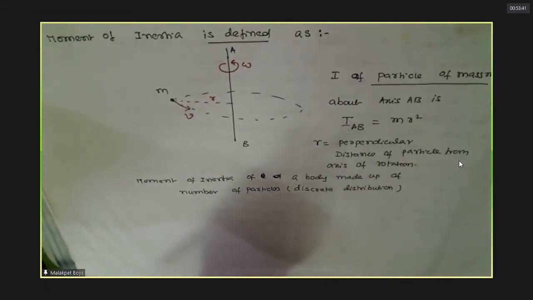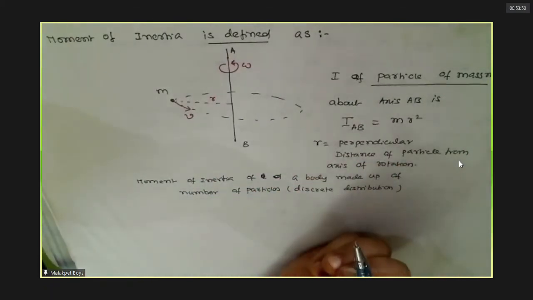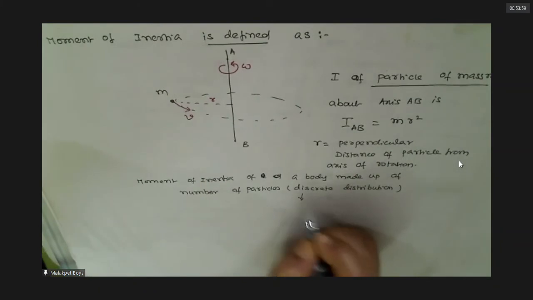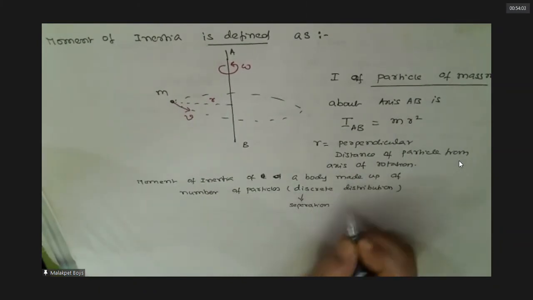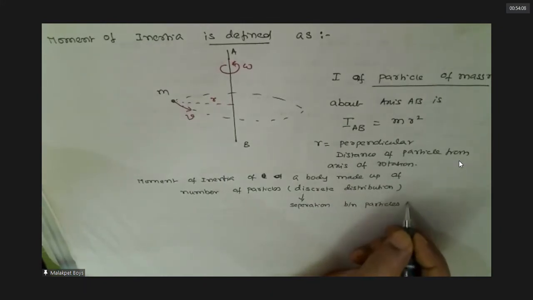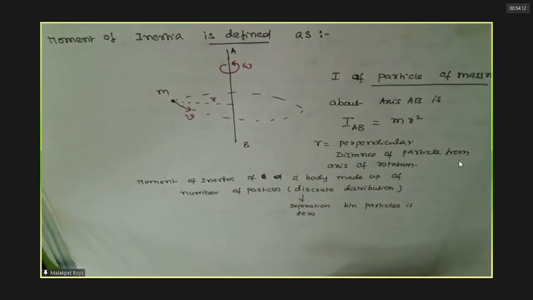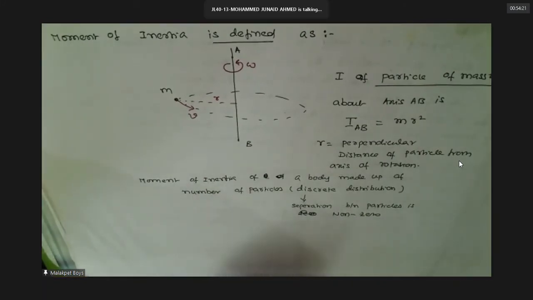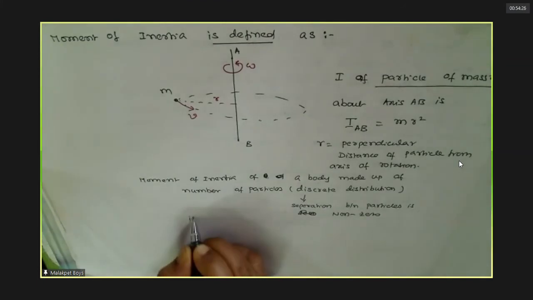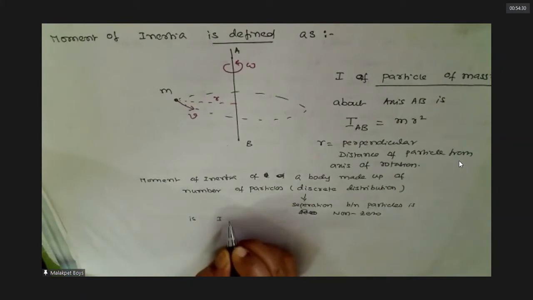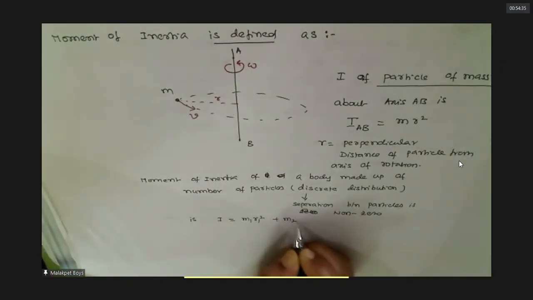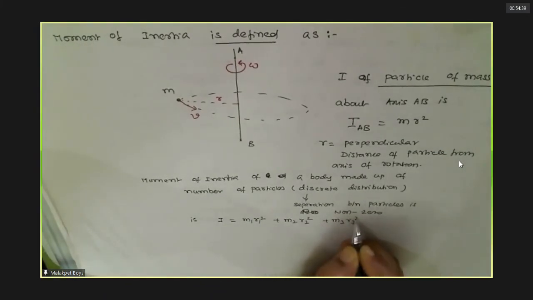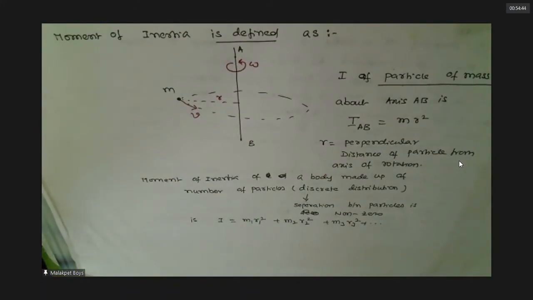Discrete means each particle is separated from the other. Continuous means, like a pen is there, all particles are continuous. You cannot find the distance between any two particles here. Are you observing any separation between two particles? No. It means particles are separated. That is a discrete distribution. Non-zero separation means discrete, zero means continuous. Agreed? Then M1 R1 squared. Second particle, its distance from the axis. Third particle, its distance from the axis. And so on. Do you agree with this? Agreed.